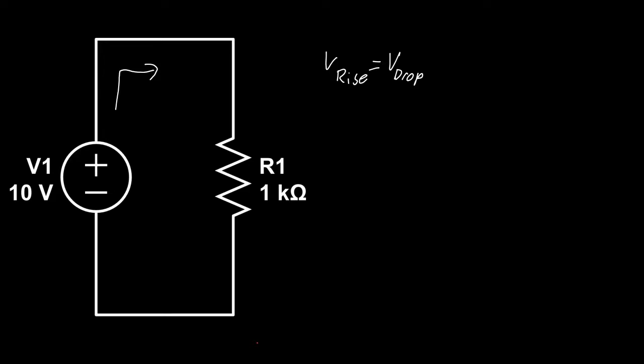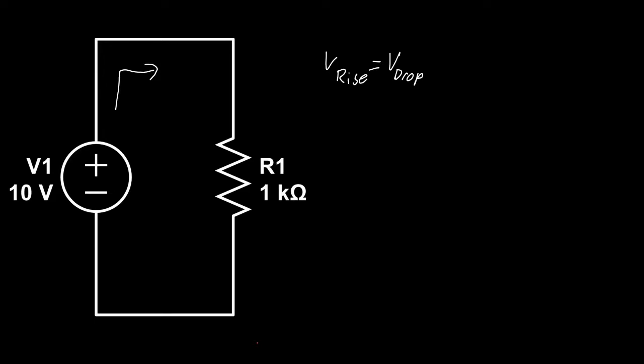The way that we assign whether a component is a voltage rise or a voltage drop is simple. When moving across the component, if we move from a negative voltage to a positive voltage, then it's a rise. If we move from a positive to a negative voltage, then it's a drop. If we're not sure, then just pick one. If we choose wrong, it'll have a negative value when we solve the equation later.